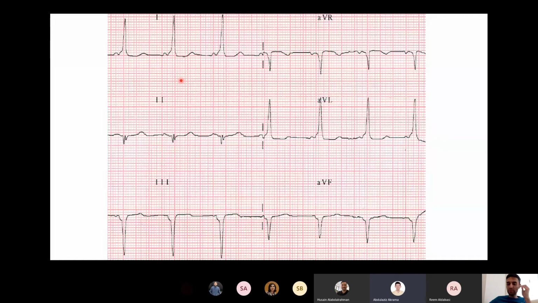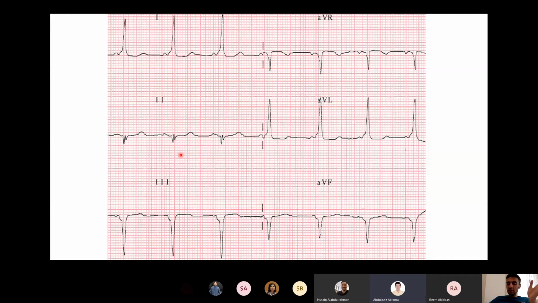Any help? Someone can. The QRS in the second beat is abnormal, in lead 2. You mean it looks abnormal? Yes. Low amplitude. Sorry, what did you say? Low amplitude. Okay. Anything else?